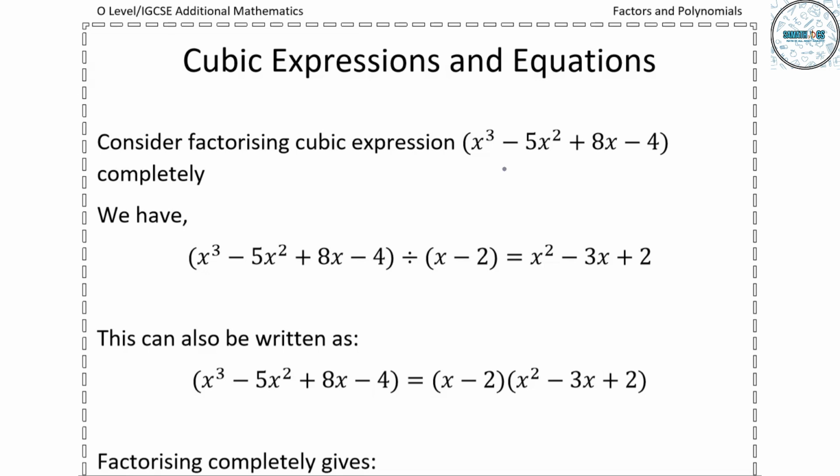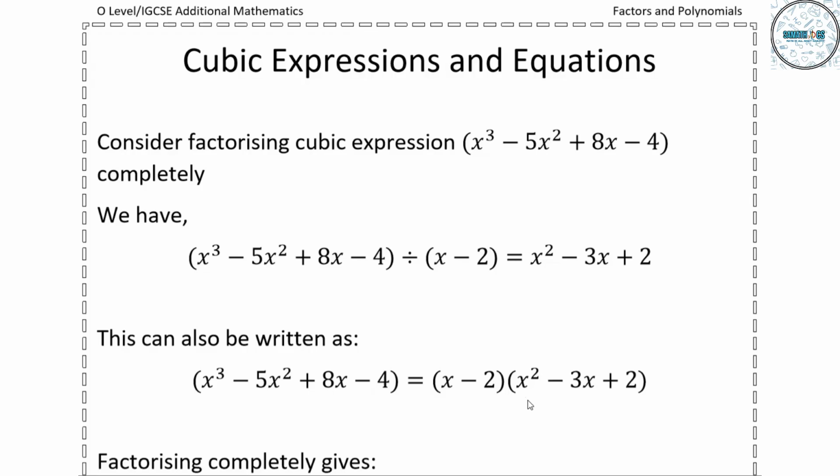If we have the cubic expression x cubed minus 5x squared plus 8x minus 4, when we divide this by x minus 2, we get x squared minus 3x plus 2, which can also be written as x cubed minus 5x squared plus 8x minus 4 is equal to (x minus 2)(x squared minus 3x plus 2). We can take the divisor to the other side and multiply it.